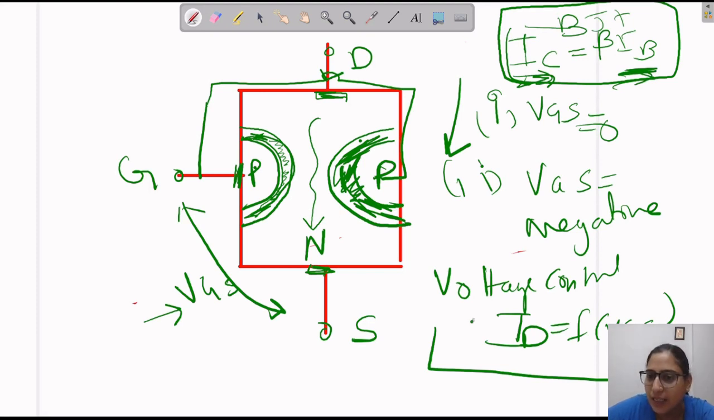Similarly here, ID depends on VGS, or is a function of the potential difference VGS between gate and source. So it is a voltage control device. So this is the very basic knowledge of the N channel JFET. Now we will discuss the first case where VGS is 0.